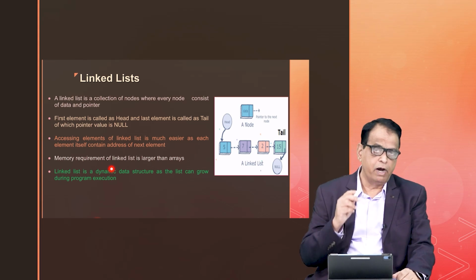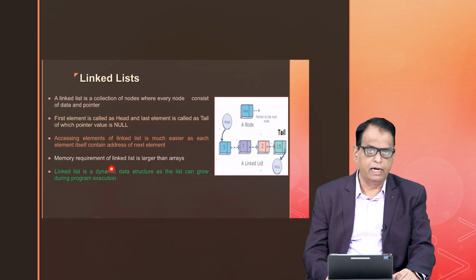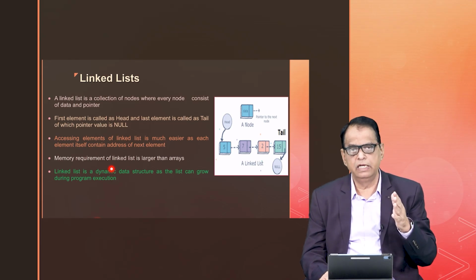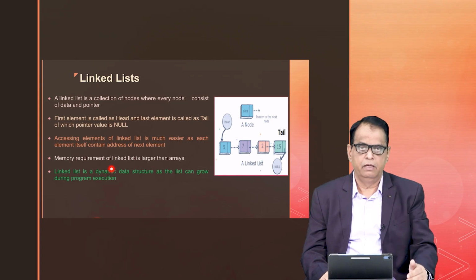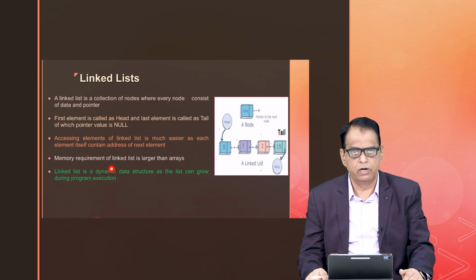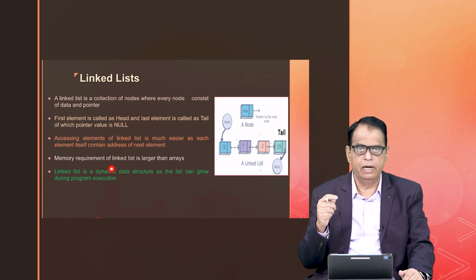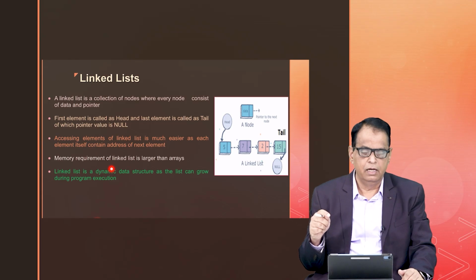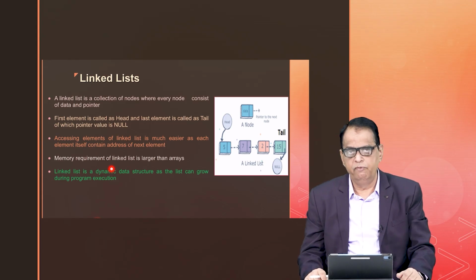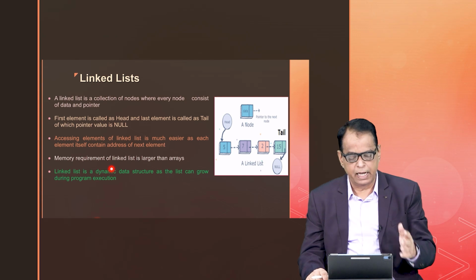Now, whenever we want to access the elements of the linked list, the access is much easier when you compare it with the array, because in an array the elements are stored sequentially in successive memory locations, and therefore, whenever I want to access an element which is present in between the elements of the array, we need to visit each and every element of the array in order to make an access.